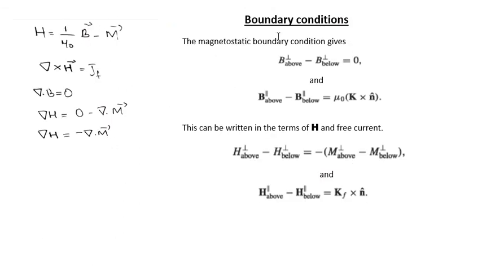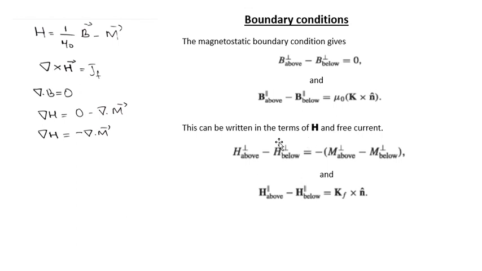Now boundary conditions. The magnetostatic boundary condition gives that B perpendicular above minus B perpendicular below is equal to 0, and B parallel above minus B parallel below is equal to mu_0 times K cross the normal. Now this can be written in terms of the free current and the auxiliary field H.